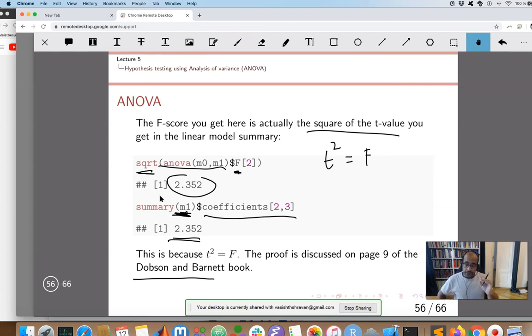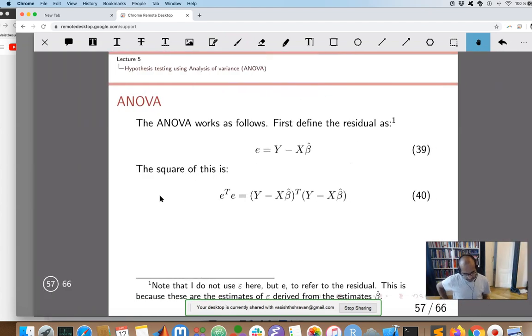The main point here, though, is that the t-test and the ANOVA really are giving you the same information. The t-test and the linear model are giving you the same information. And in fact, the likelihood ratio test and the ANOVA are also giving you the same information asymptotically. As the sample size goes to infinity, these are all basically the same thing. All right, so now I'm going to explain to you how the ANOVA comes about.